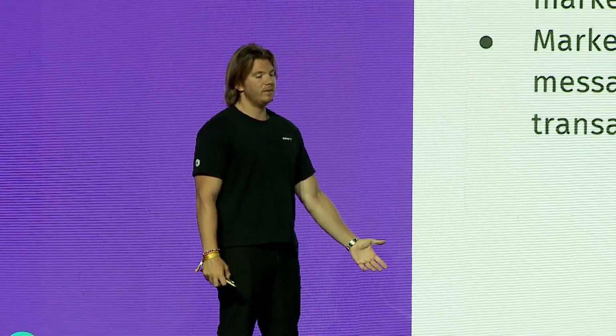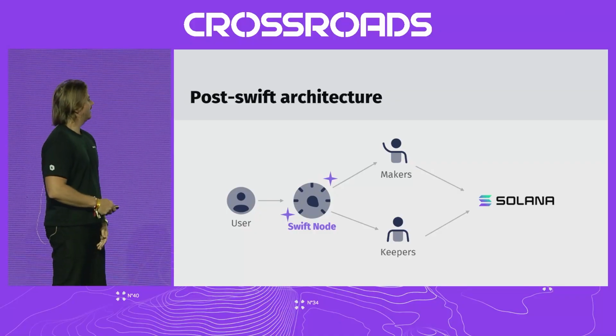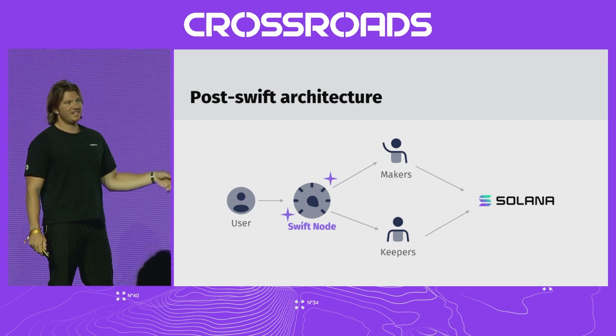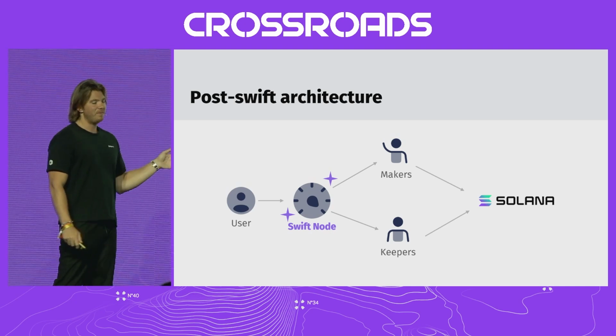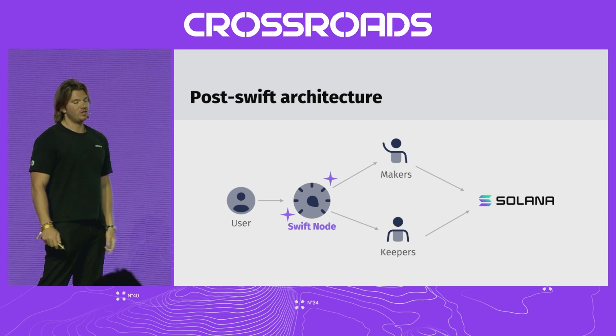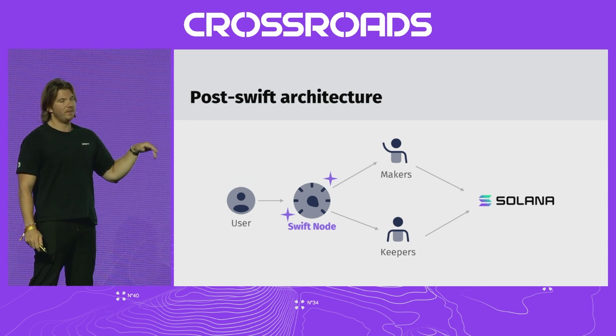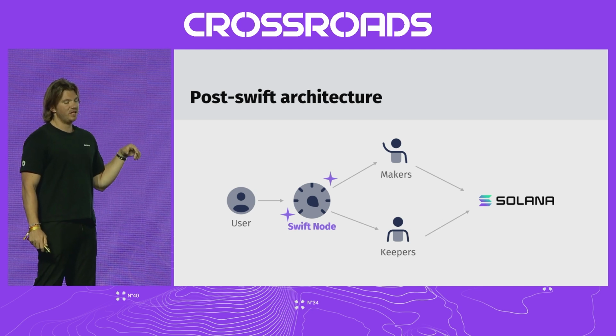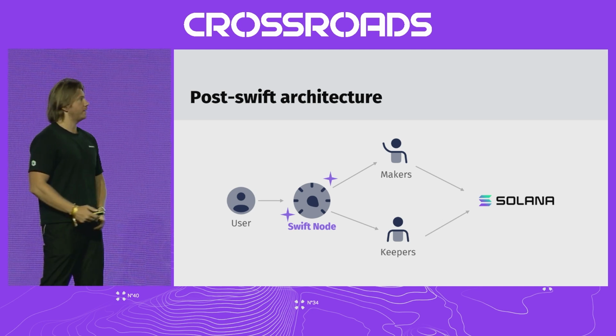And then two, just broadcasting that message off chain is a lot faster than having to land a transaction on Solana. So after Swift, you can see my designers made a beautiful slide showing the Swift node. A user is going to sign a message, and they're going to send that message to the Swift node. Then the Swift node is going to propagate it directly to market makers and keepers, and then the market makers and keepers can bundle that into a transaction and send it directly to Solana.